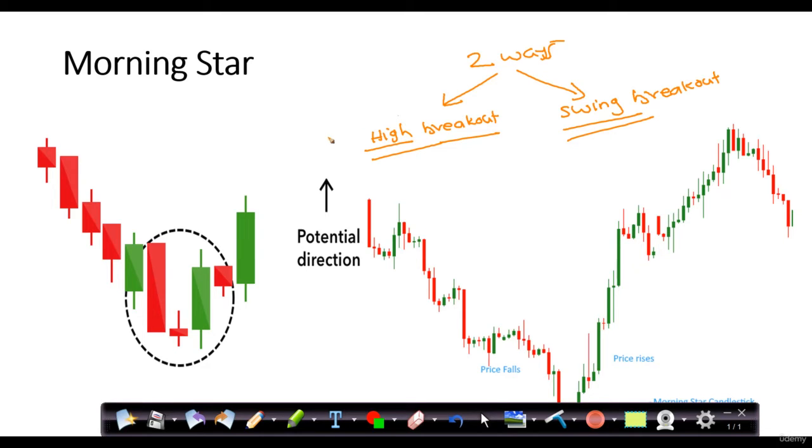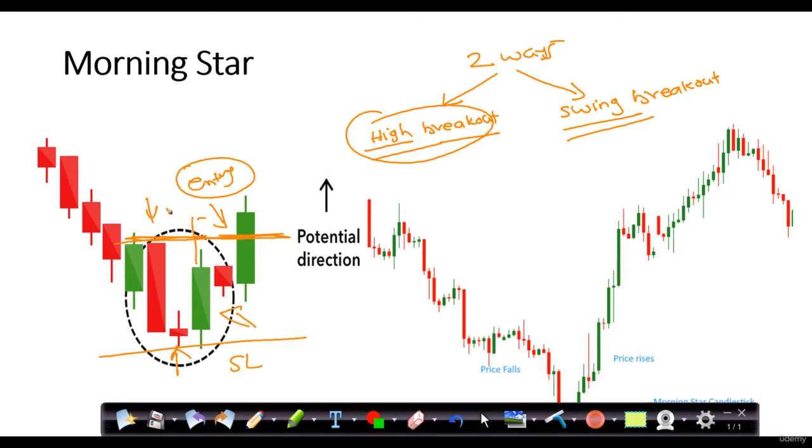Let's start with the high breakout first. What is meant by high breakout? As I have been saying since the first video of the candlestick, when you see this type of pattern, this red candle, some doji or spinning top or hammer candlestick, and then a confirmation candle, you can just mark the high. If the green candle is higher, then mark the high of the green candle. If the red candle is higher, mark the high of the red candle. Mark the low of this candle. Put the stop loss at the low, and whenever a candle crosses this high level, you can make an entry here.